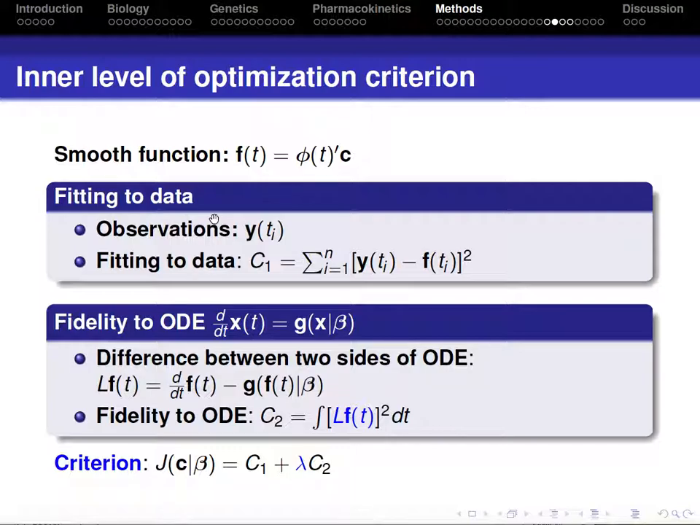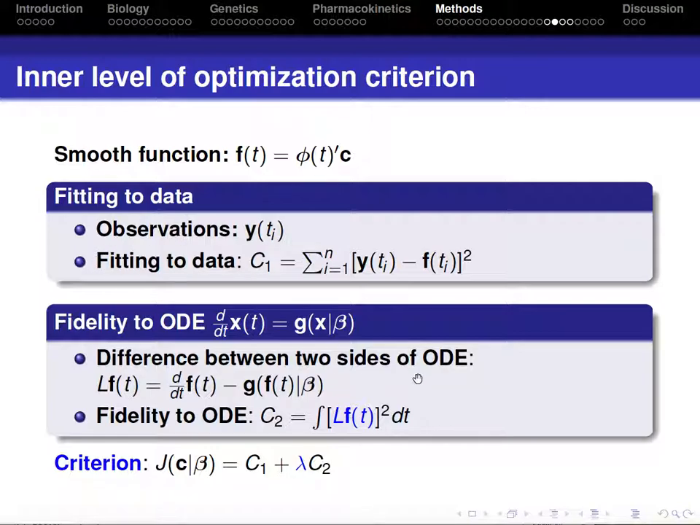Here we actually have two types of information. The first is the data. We want this smooth function f of t to be close to the data, right? So this is obviously the goal. Then we measure the fit of this function to the data by defining the sum of squared errors. This is exactly what we use when we do the smoothing splines, right?